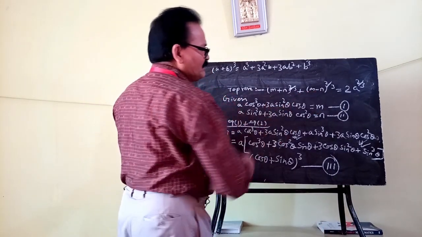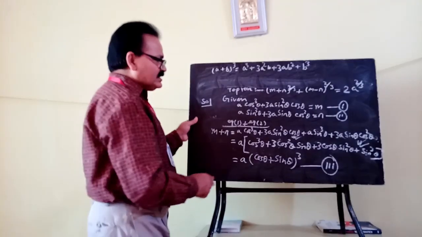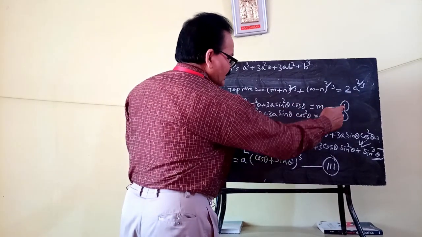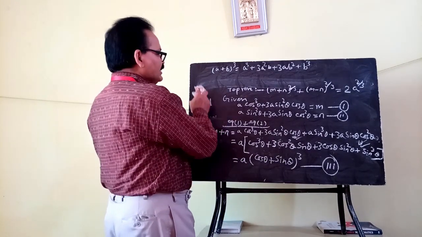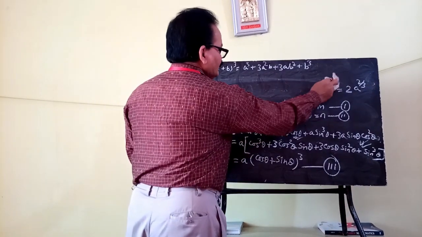Now you find the value of m minus n. For that, what will you do? Equation 1 minus equation 2. Okay, equation 1 minus equation 2 you have to write.